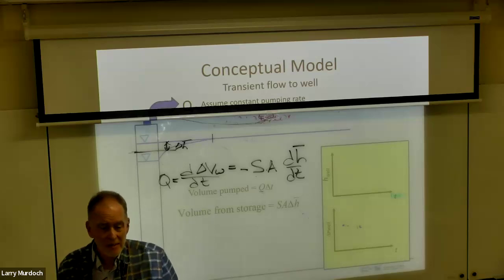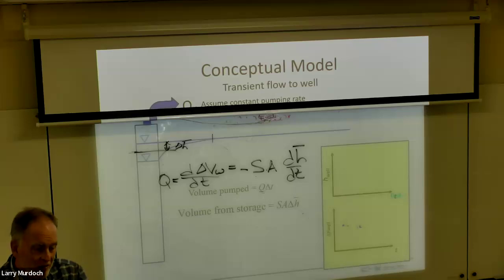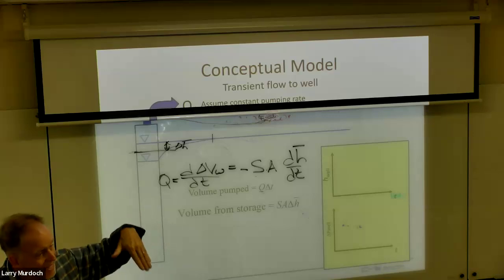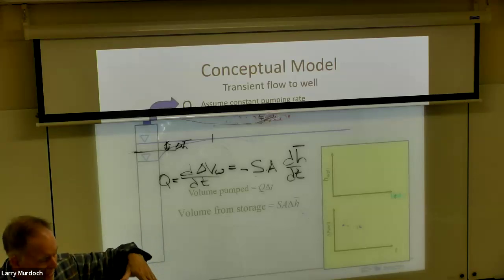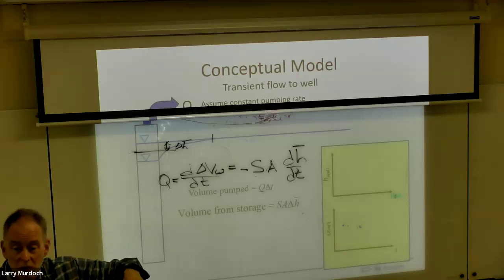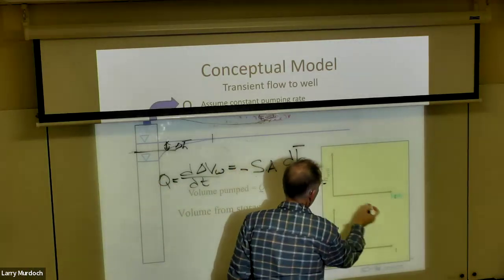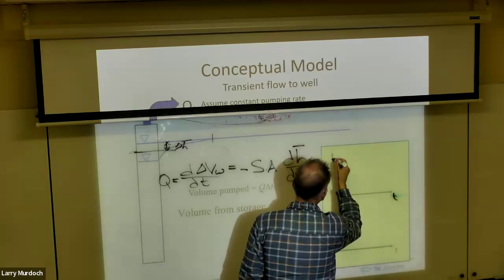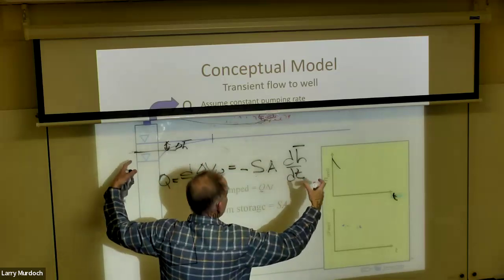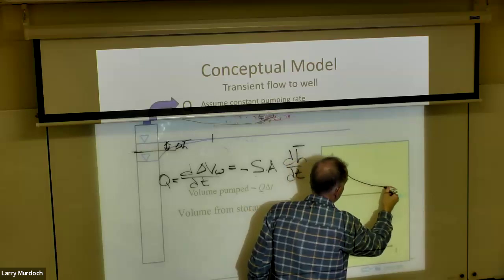So if we're pumping out at a constant rate, because we're progressively affecting a larger and larger area, the rate at which the head is dropping gets smaller. It gets slower. Okay, so this is the head in the well as a function of time. Initially, it has to drop fast, but then as the area gets bigger and bigger, the rate at which the head has to drop gets slower.